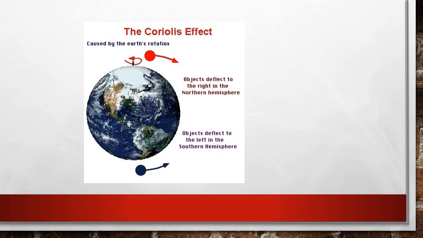Now in this picture, you can see the Coriolis effect, that objects, particularly the winds and the ocean currents, get deflected to the right in the northern hemisphere and to the left in the southern hemisphere. After this slide, I'll be sharing a video about the Coriolis effect. Just see it carefully.